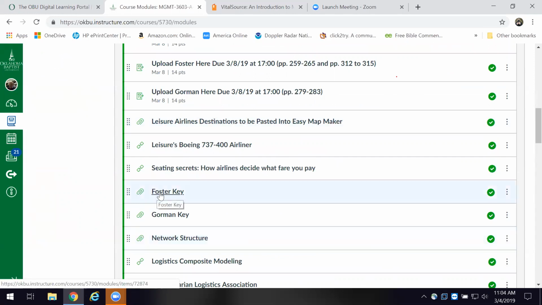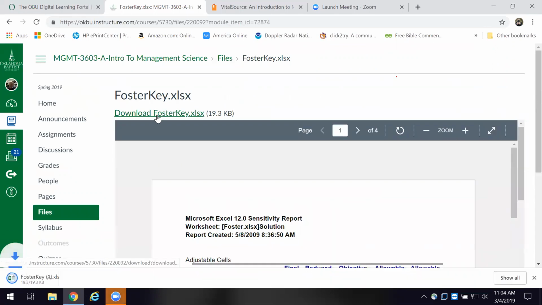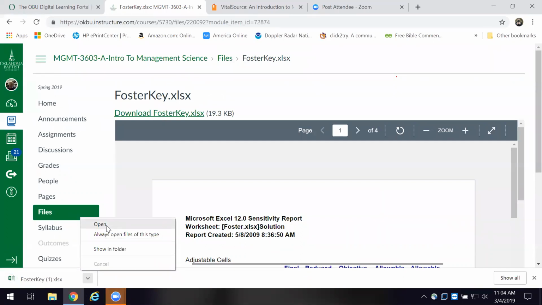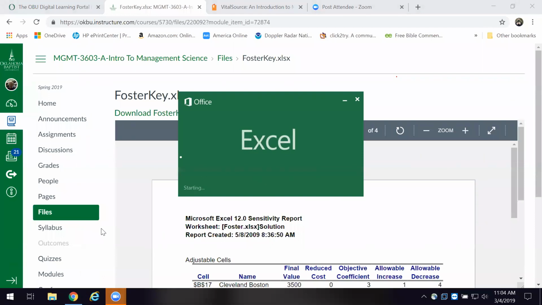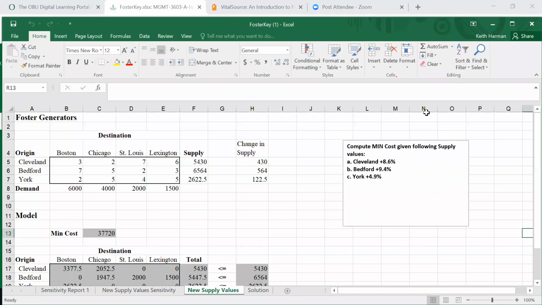Let's take a look for a moment. Now you should see it. Everybody should see the Foster key, and that should be published there now. So I'm going to open it up, and I'm going to download it, and we're going to take a look at this case. And what we did is, as usual, I have you manipulate some variables to see what happens when we do some modeling. I'll enable some editing there.